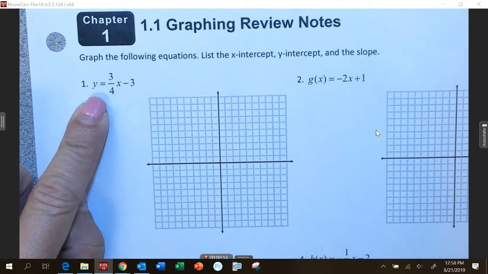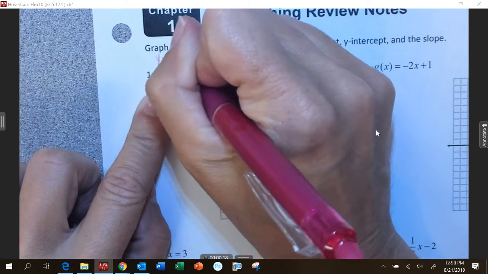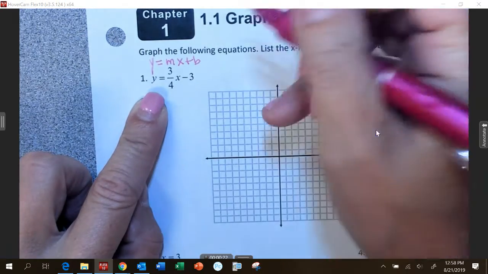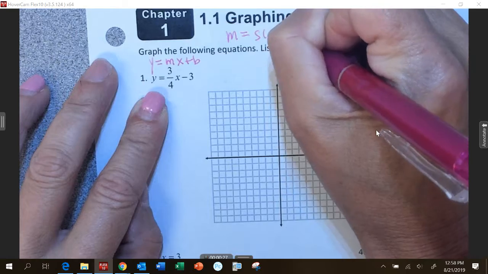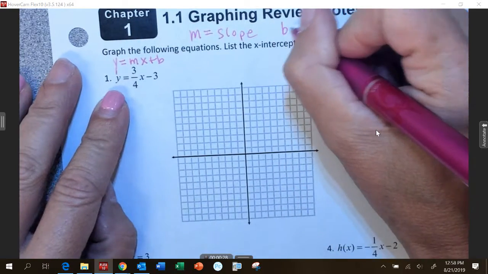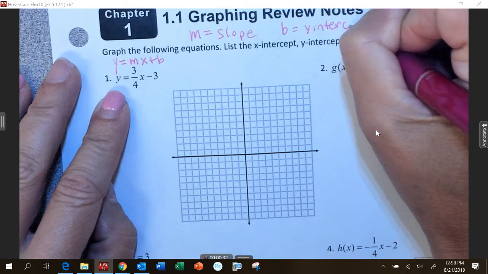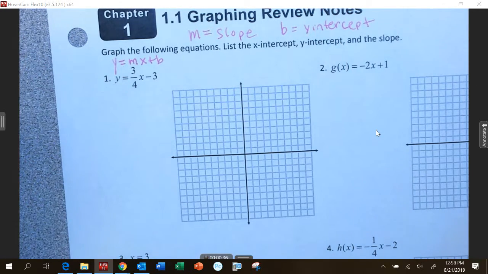First of all, from previous courses, you may recognize y equals mx plus b, and I believe we talked about this yesterday, where m is the slope and b gives you the y-intercept. But I said nothing about the x-intercept, so we'll add that in today.